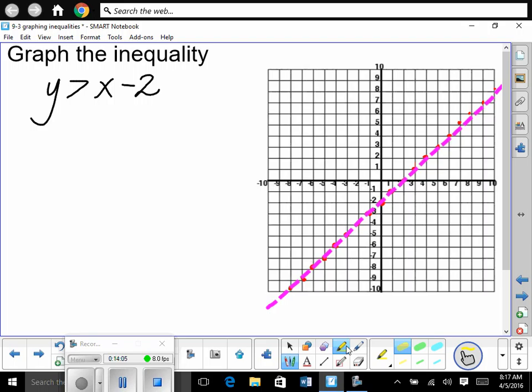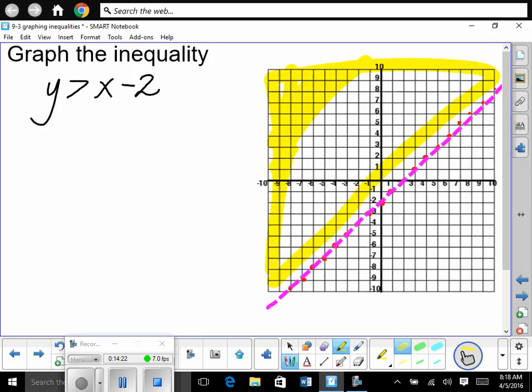People try to memorize things, and I don't like it. They say, okay, so if it's this way, you shade this way. And I'm like, no, think about it. Y value is greater than the line. That would be these y values above the line, because those are y values greater than the line. So our answer would look like this, with all of this shaded.